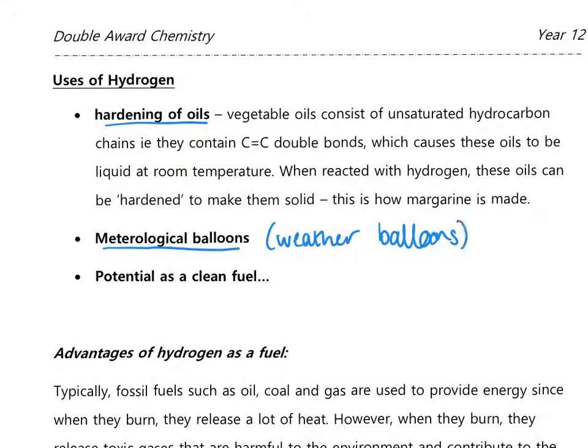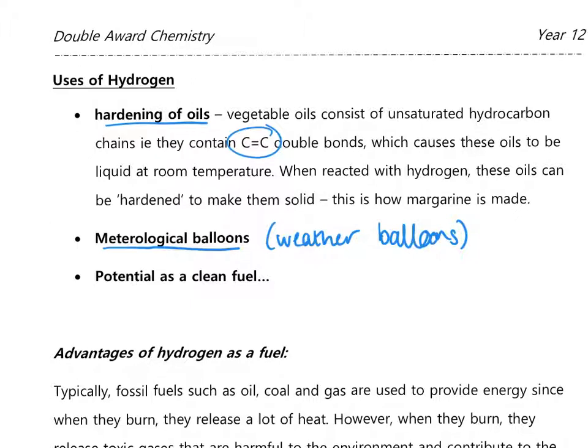And it has a potential use as a clean fuel, which we'll come back to in a second. So first of all, hardening of oils. This is something that is studied further at A level, and we'll mention it briefly in our last topic of organic chemistry. But essentially, vegetable oils like olive oils contain carbon-carbon double bonds. So these carbon-carbon double bonds, and that causes oils to be liquids at room temperature.